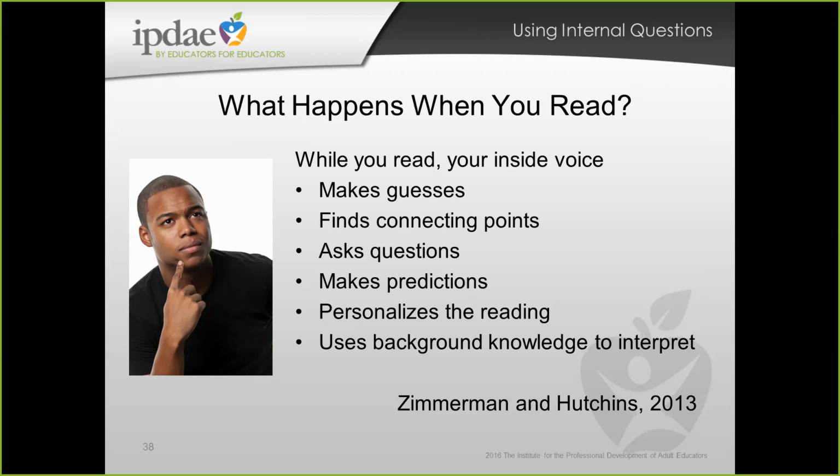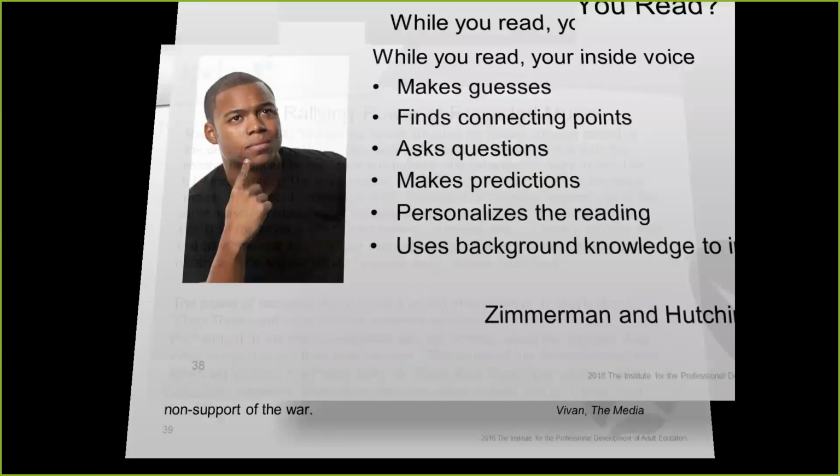We also make predictions. I think that at the end of this crime novel, it will indeed be so-and-so who did it because. We also, again, use that schema. We personalize it. In fact, I guarantee when you read Broken Promises, that short story, you will think very personally about it. And then, of course, we use our background knowledge, and that comes out of some research from Zimmerman and Hutchins in 2013, but it's something that I think is real common sense to all of us.